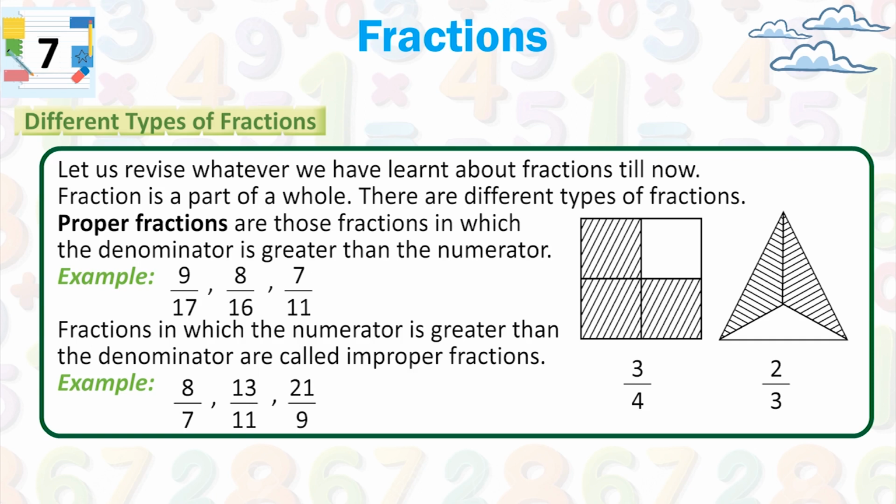Example, 9 upon 17, 8 upon 16, 7 upon 11, 3 upon 4, 2 upon 3. Fractions in which the numerator is greater than the denominator are called improper fractions. Example, 8 upon 7, 13 upon 11, 21 upon 9.